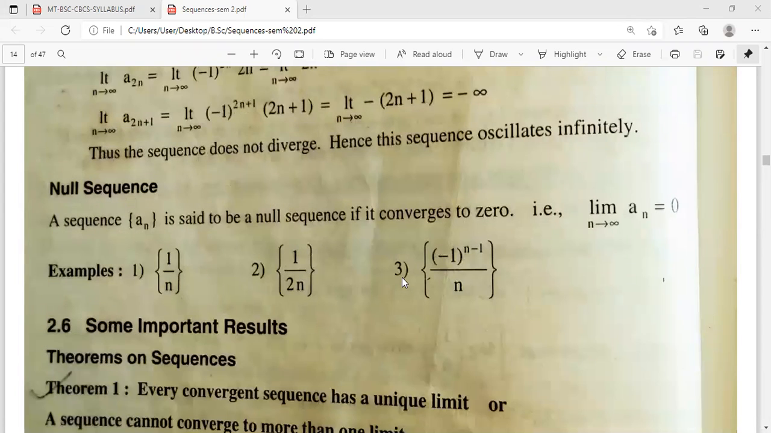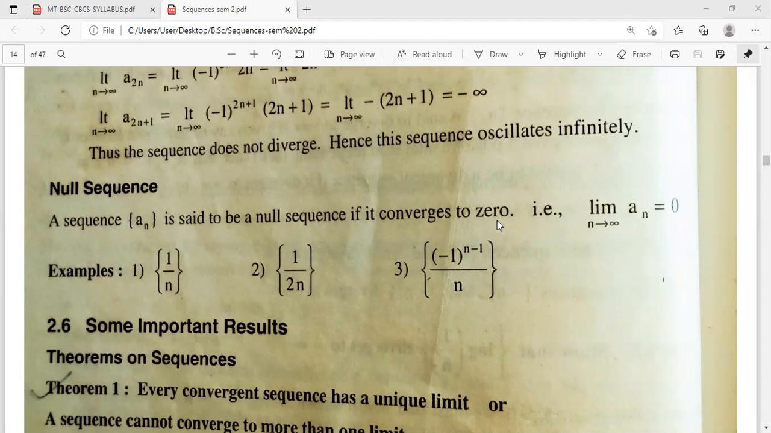Now, the next sequence is the null sequence. Null itself says that there is no term. Here null means zero. A sequence a_n is said to be a null sequence if it converges to zero, that is, the limit of a_n as n tends to infinity is equal to zero. Then it is called a null sequence.